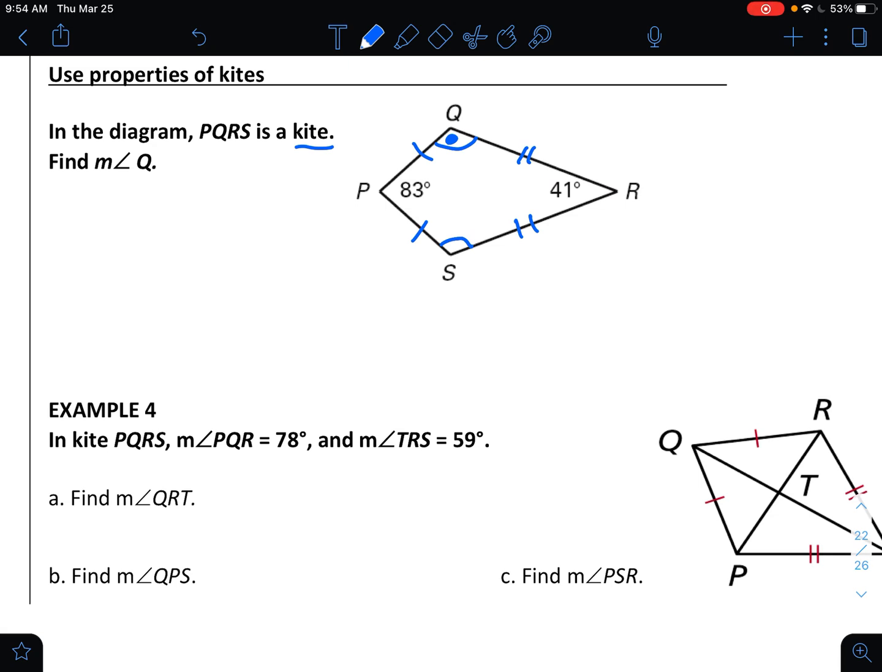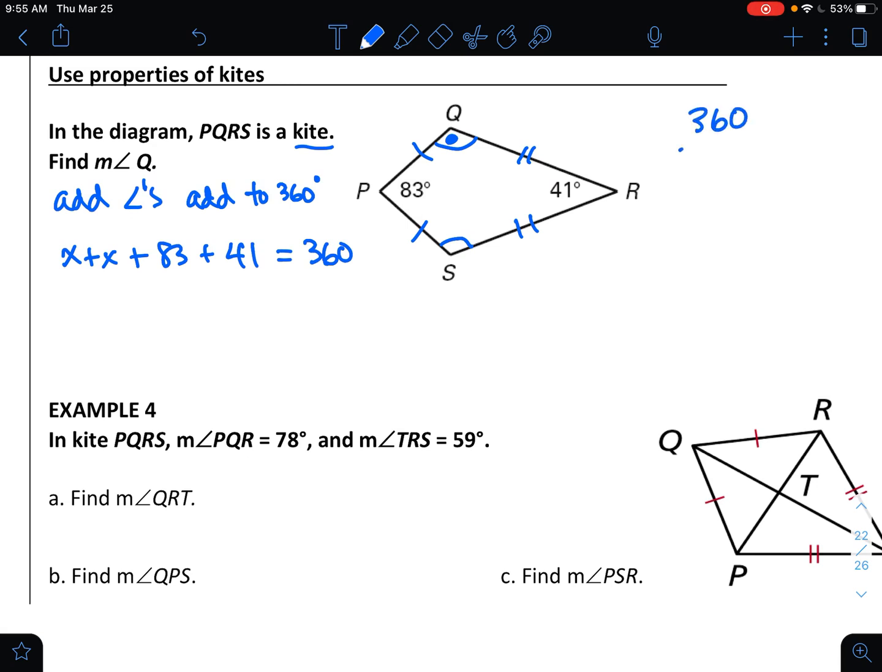Now, the other thing I need to consider on angles, I don't know anything else really about angles in kites, but I do know something about angles in a quadrilateral. So what do all 4 angles add up to? Well, they add up to 360. So all angles add to 360. So I can write an equation if I want to. I'll call the ones I don't know x. X plus 83 plus 41 equals 360.